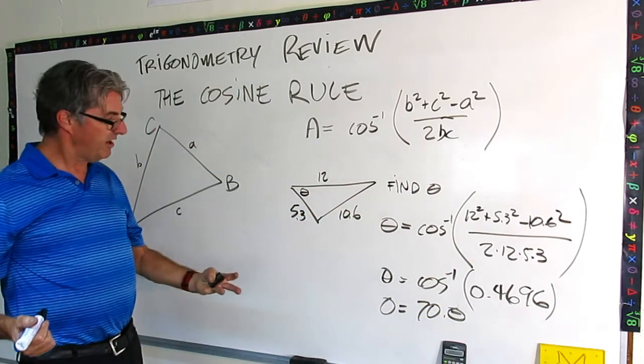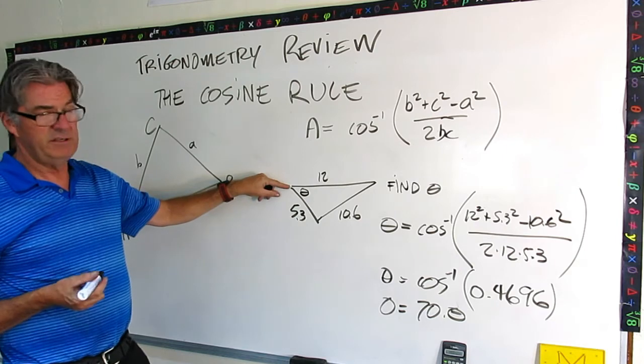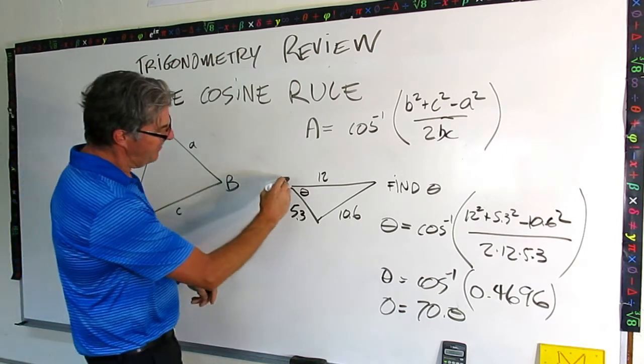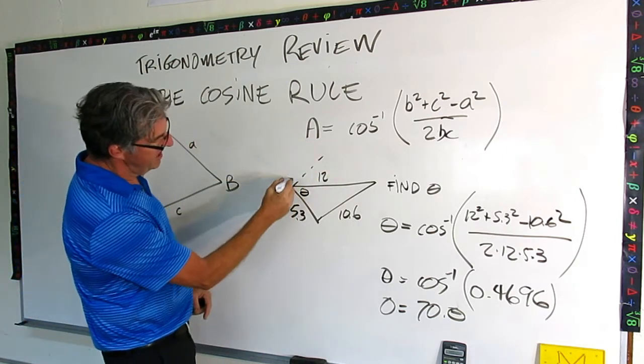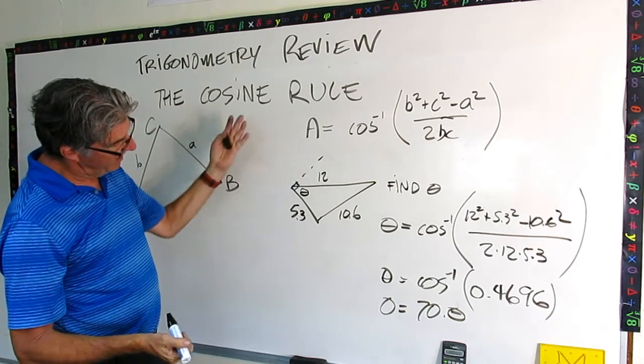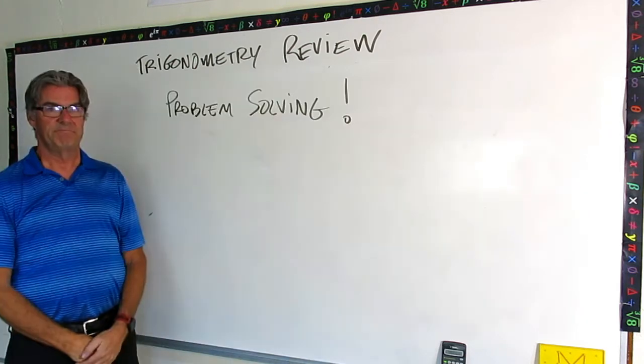Now, reasonableness check. That angle, is that 70? Well, yeah, I think it's probably close. There's a 90. It looks bigger than 45, so that could be 70.